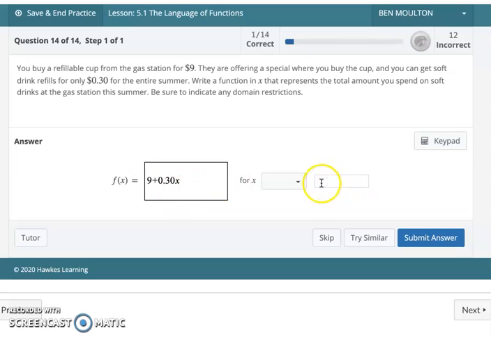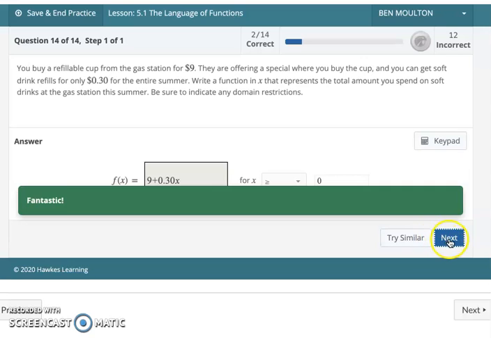As for this stuff, this is the restriction part. We're saying for x being greater than, because you're buying more than 0, so it's going to be for x greater than 0. I believe that's what we were after here for the domain restriction. Sometimes it could be less than 0 too. It just depends on the situation. I think that's our answer right there. It likes it. We're moving on.